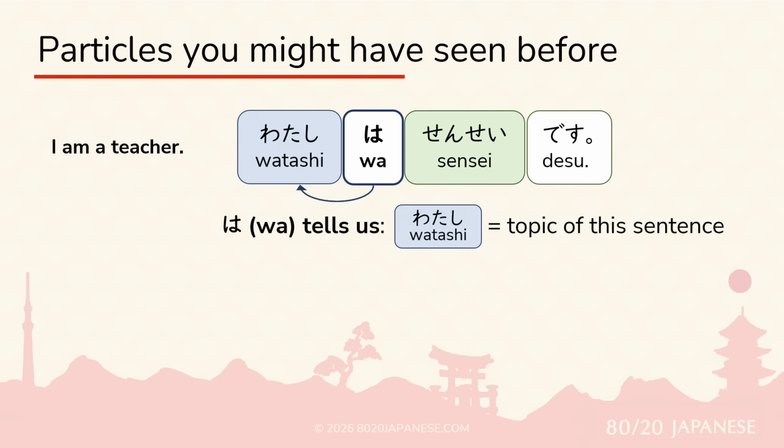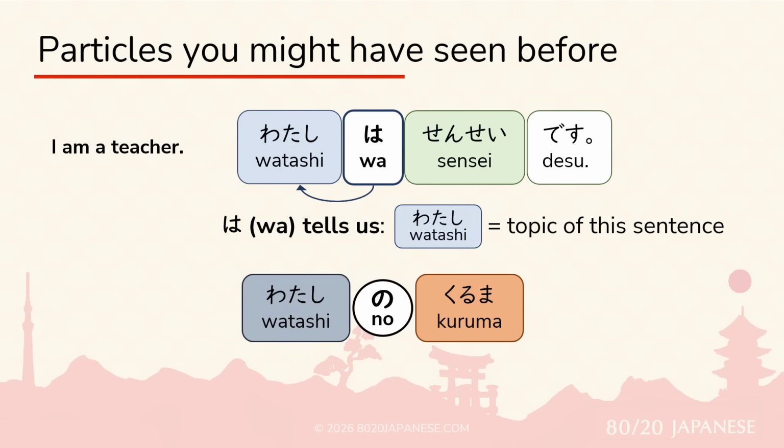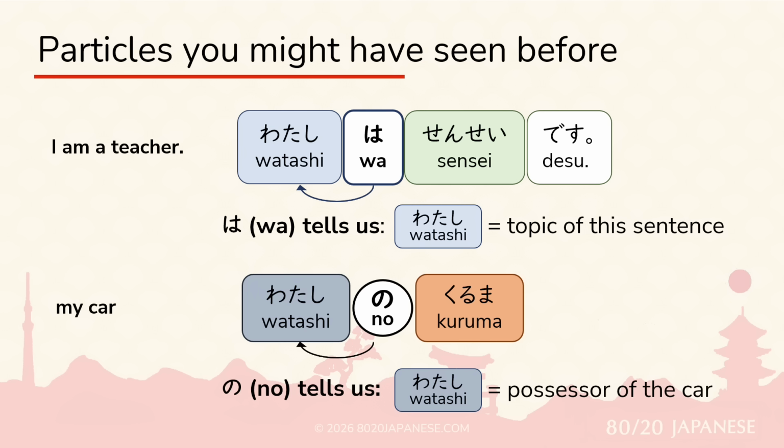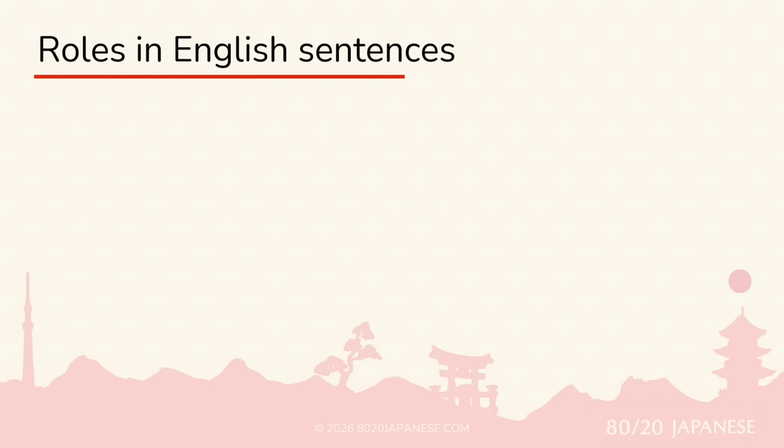Another common particle is no, which connects two words showing that one belongs to the other, or that one is the possessor of the other. For example, watashi no kuruma means my car. No tells us that the thing before it, which in this example is watashi, is the possessor of the thing that comes after it, which in this case is kuruma, meaning car. So with just these two examples, we can already see how particles work. They tell us something about the word that comes before them and how it relates to the rest of the sentence. To help us understand particles better, let's see how roles work in English sentences.